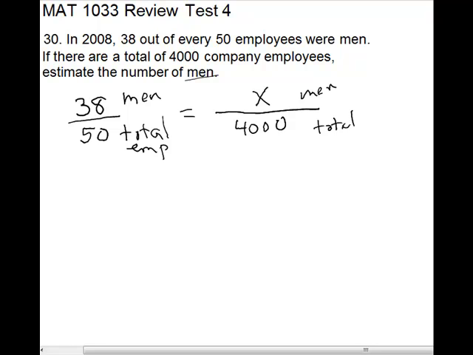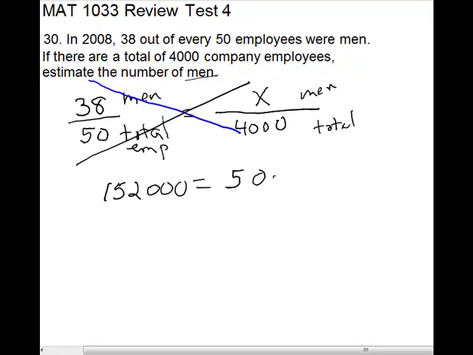Now we'll do the cross products to make our equation. So 38 times 4,000 gives us 152,000 equals, and this diagonal we have 50x, and then we're going to divide on both sides by 50.